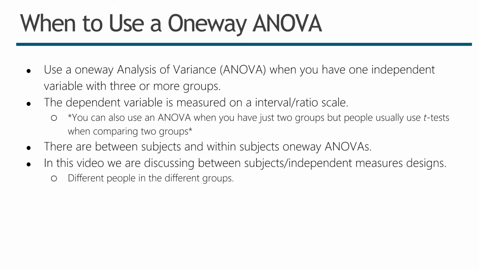So there are 2 different kinds of one-way ANOVAs. There's a between subjects one-way ANOVA and a within subjects one-way ANOVA. Between subjects is where you have different people in the 3 groups. Within subjects is when you have the same people in the multiple groups. So we're focusing in this video only on the between subjects or independent measures designs where you have different people in the different groups in the study.